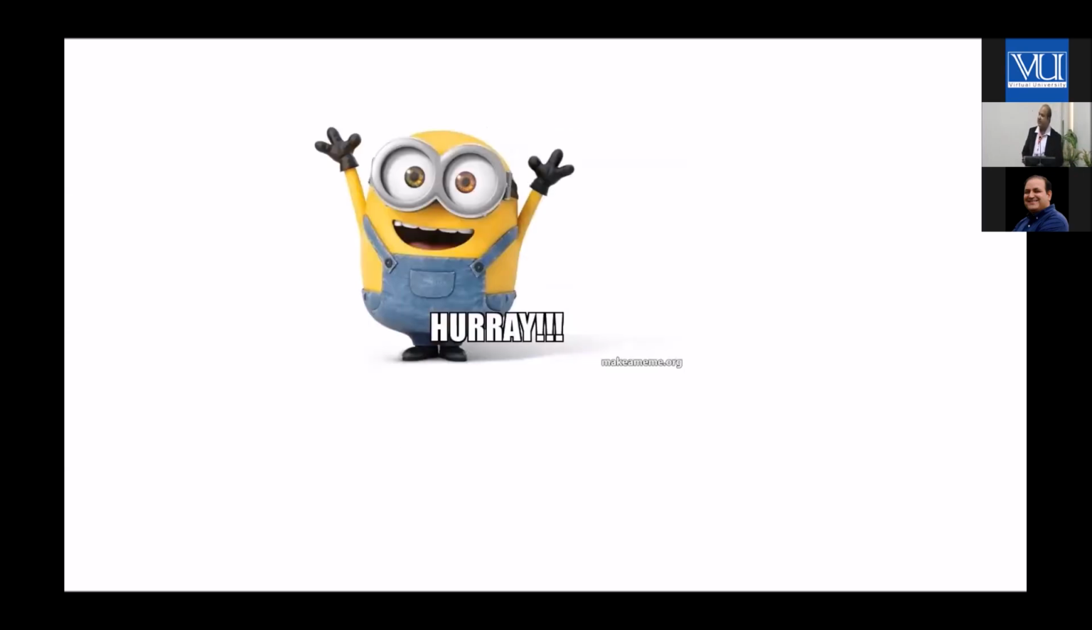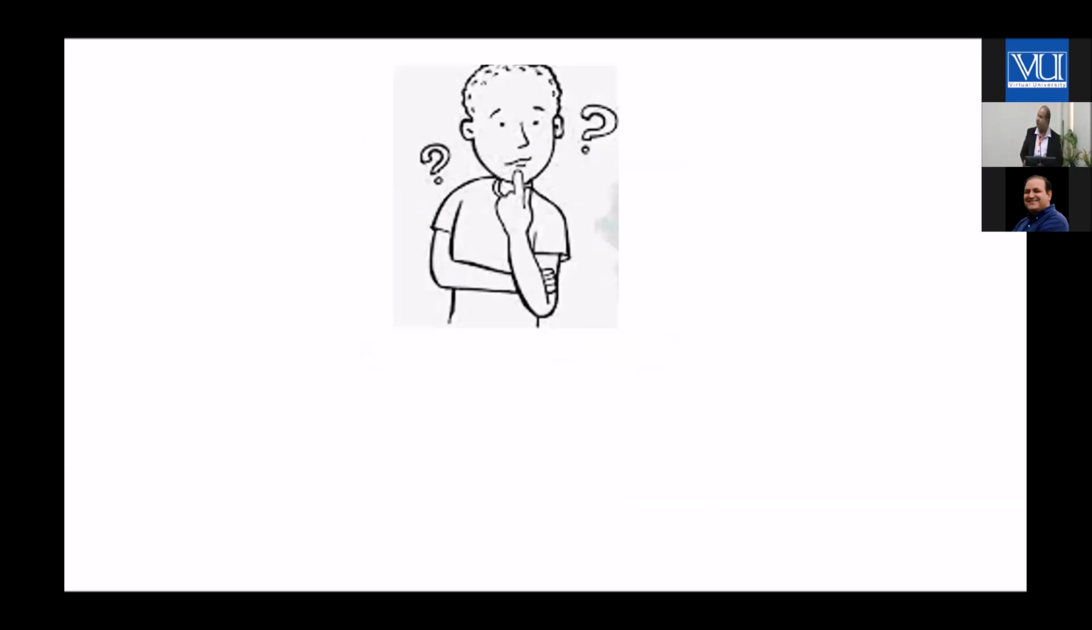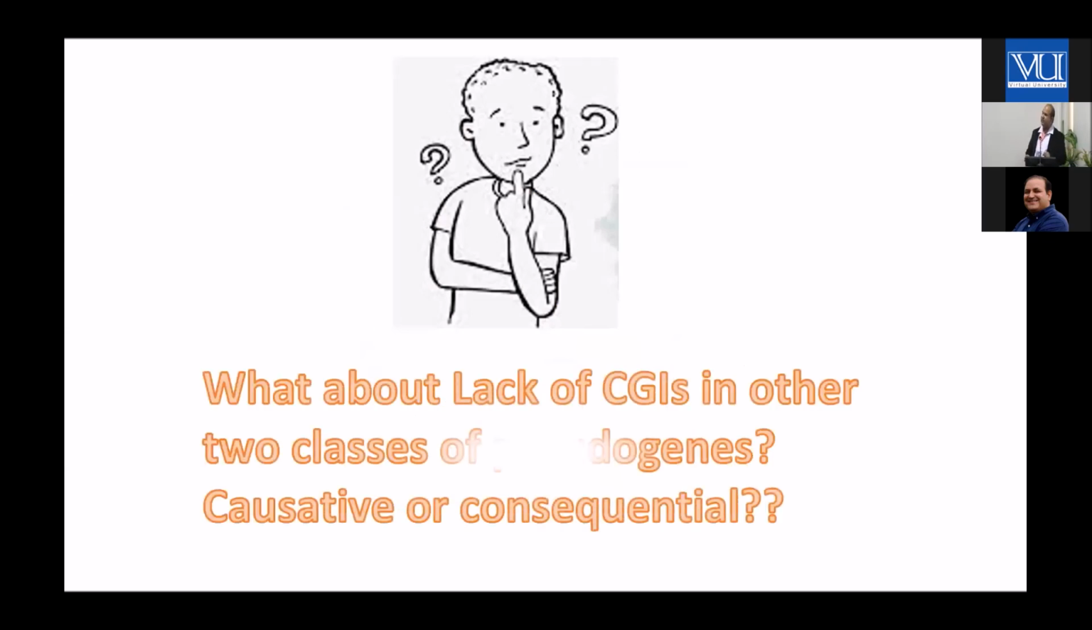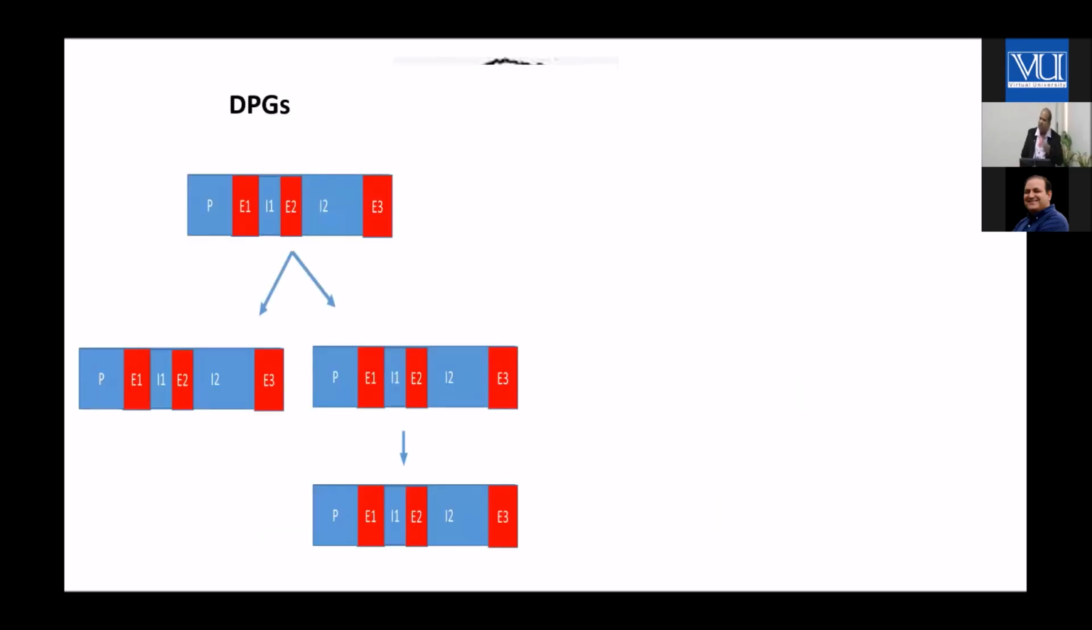Hooray. We can say, of course, it's not that straightforward. We can say, yes, it is most probably a causal event. And then the question came: what about the lack of CGIs in the other two classes of pseudogenes? People already knew that the CGIs are not present or lacking very much in the processed pseudogenes and unprocessed pseudogenes. And without even knowing about it, you can intuitively think about it.